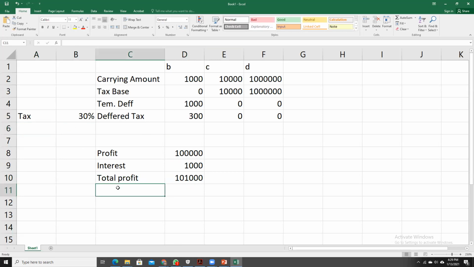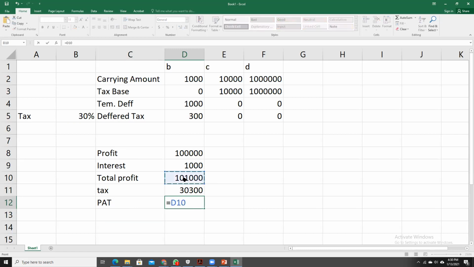How much tax here, income tax? 30,300. Then profit after tax equals total profit minus tax. 70,700 is the accounting profit after tax.